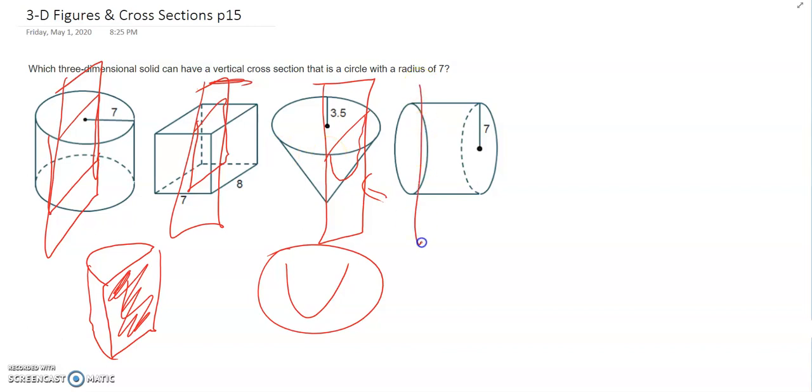So this one here looks like the obvious choice. I should get a circle. You're just making a cylinder that's a little bit shorter if you do that cross section on there. And it does have a radius of 7 still, because that cross section is going to be the exact same as the base on there.